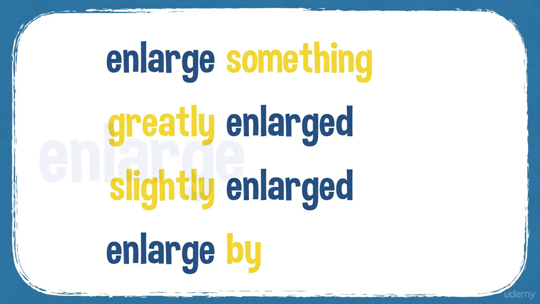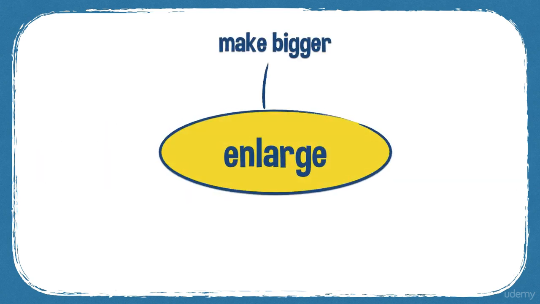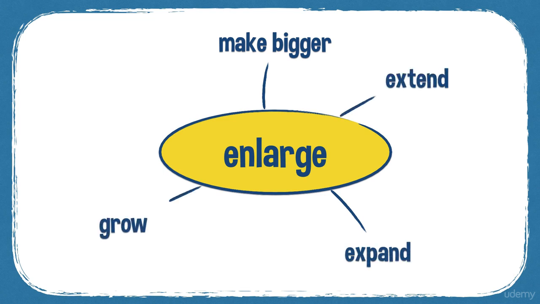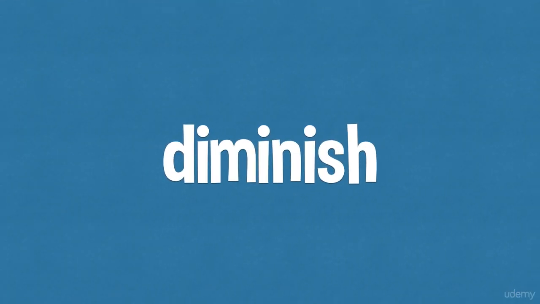So the preposition by goes with enlarge. Here are the forms: enlarges, enlarging, enlarged, and the noun, enlargement. And here are some synonyms for enlarge. You can make bigger, expand, extend, grow, and boost. The opposite of enlarge is diminish. Diminish. So when something diminishes, or is diminished, it becomes smaller or less important, less significant.